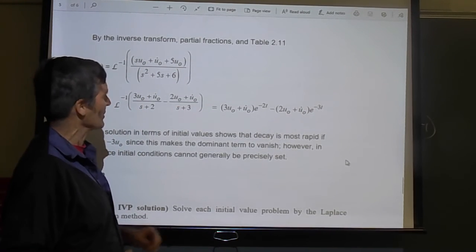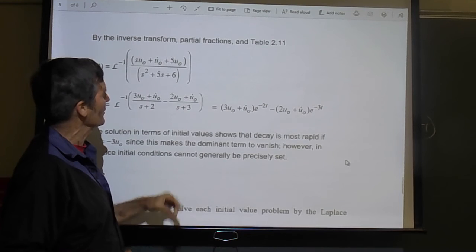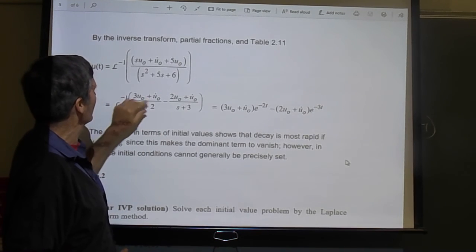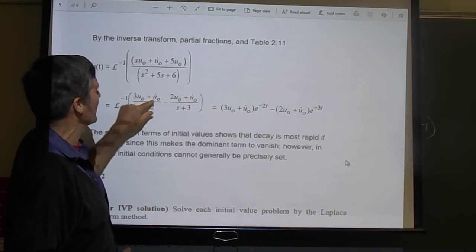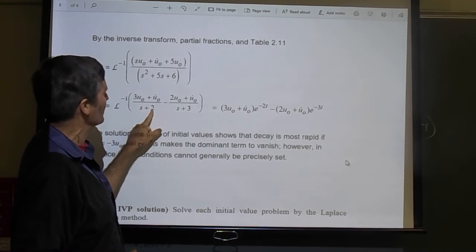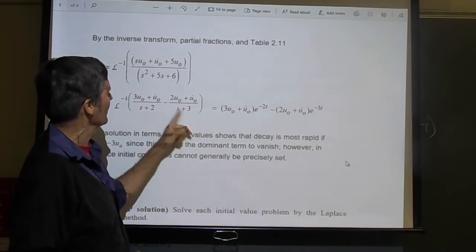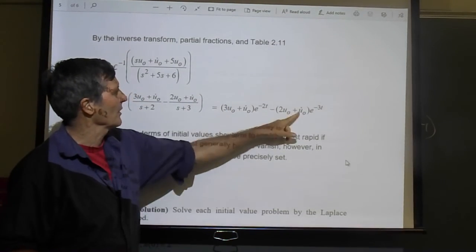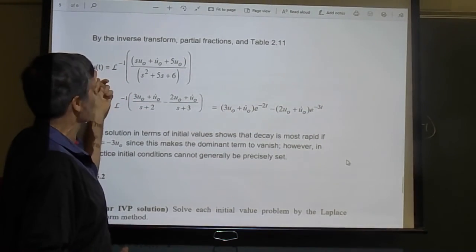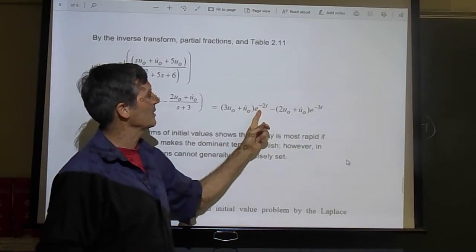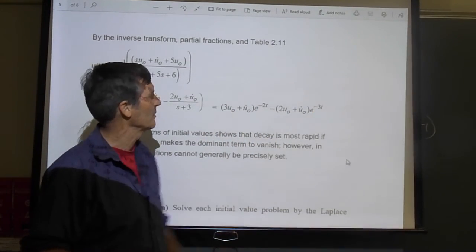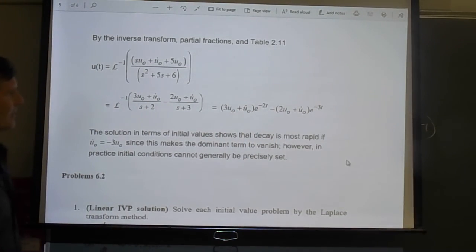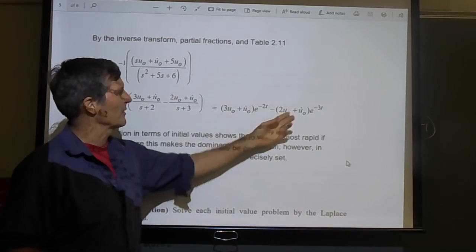This is how it factors in terms of these numbers, and this is a constant here, right? These are just numbers. The inverse transform of 1 over s plus 2 is e to the minus 2t. The inverse transform of 1 over s plus 3 is e to the minus 3t. These are the constants. The solution is u equals this number times e to the minus 2t minus this number times e to the minus 3t. And there it is, the solution in terms of initial conditions.